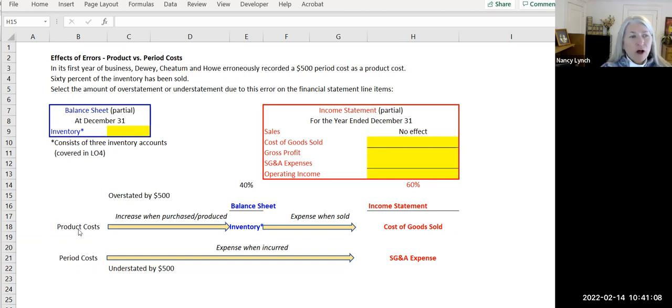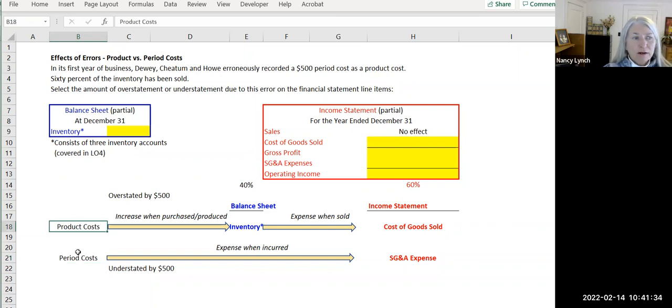Product costs are all costs to get your inventory in place and ready to sell. What happens when you have a product cost is it increases your asset inventory. And then as your inventory gets sold, it eventually gets expensed. A period cost does not relate to getting your asset in place and ready to sell. These are your selling, general, and administrative costs.